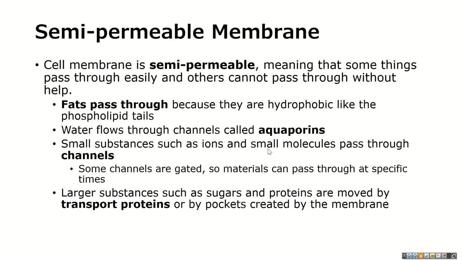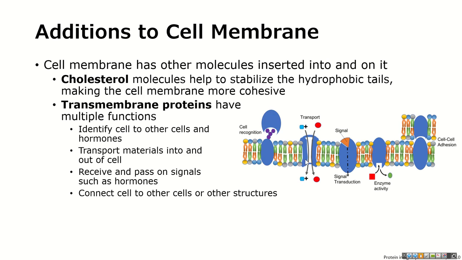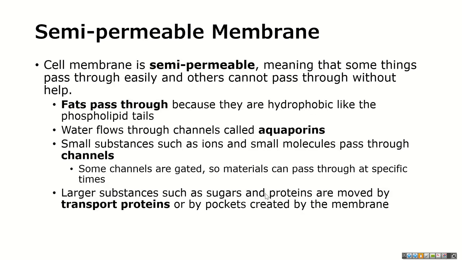Other things such as ions and really small molecules like glucose, those are going to usually pass through a channel, not glucose, ions and very small molecules like carbon dioxide. Those are going to usually pass through channels. And that is like here, a little protein molecule that literally has a hole through the middle that enables something to go through. Some channels are gated so that things can only pass through at specific times. We're going to talk about some of those.